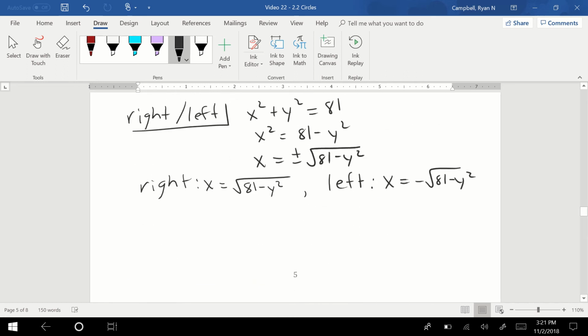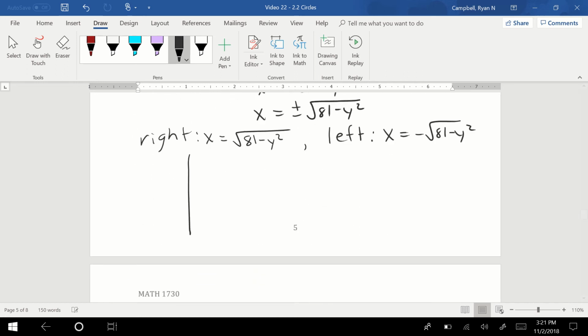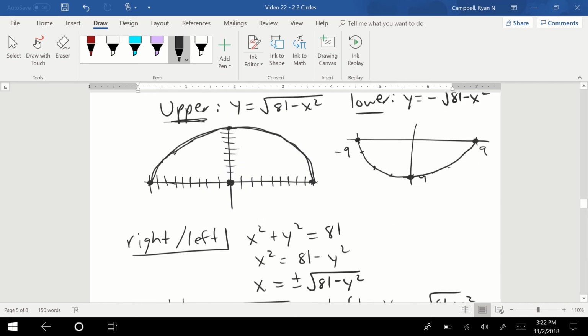Likewise, if all the x's are positive, where are they? They're on the right side. If all the x's are negative, it's on the left side. So the left side is going to look like this. The right side will look like this. Good. All right. Hopefully that makes sense. Hopefully you can see that.